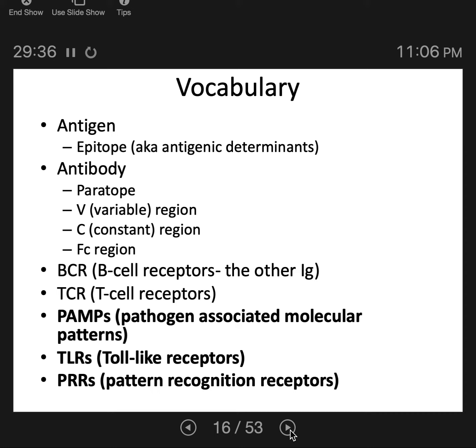PAMPs, or pathogen-associated molecular patterns, TLRs, or toll-like receptors, PRRs, or pattern recognition receptors. This vocabulary is really important to the innate immunity chapter. I'm going to introduce these concepts here, but they are not going to be on this next exam. It's convenient to mention them while we're covering antibodies, B cell receptors, T cell receptors, and antigens.